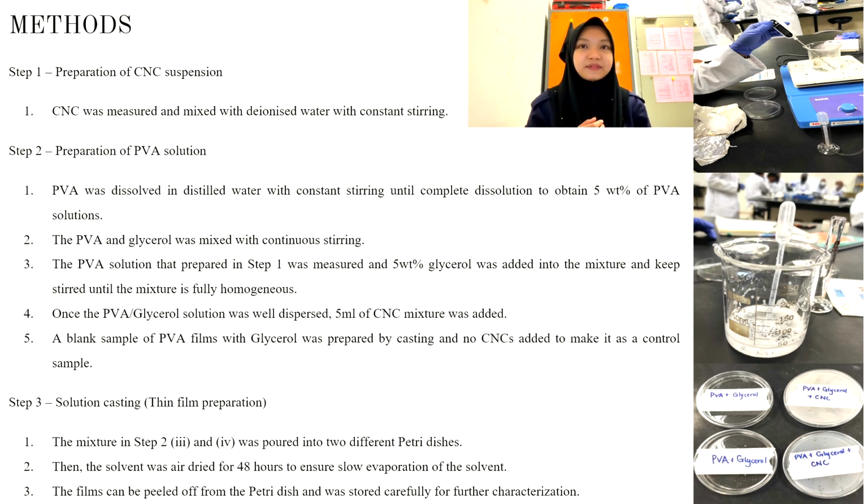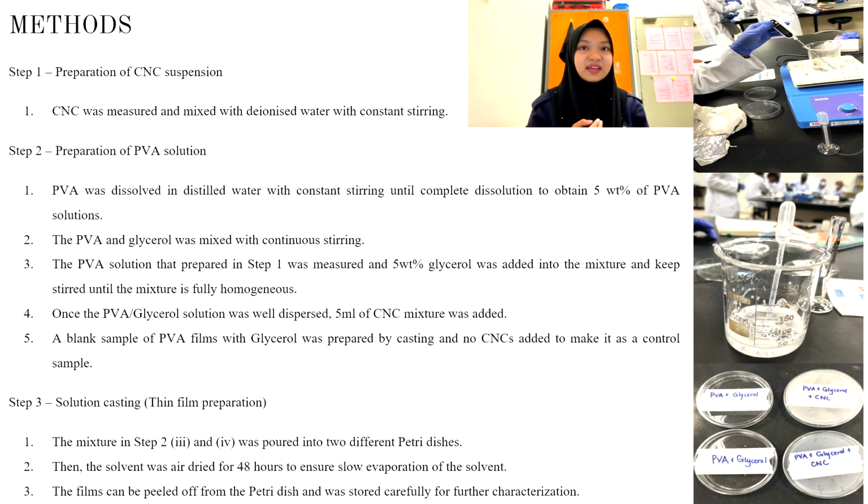Step 2, preparation of PVA solution. First, 5 g of PVA powder was dissolved in 100 ml of distilled water at 90 degrees Celsius for 30 minutes with constant stirring until complete dissolution to obtain 5 weight percent PVA solution.